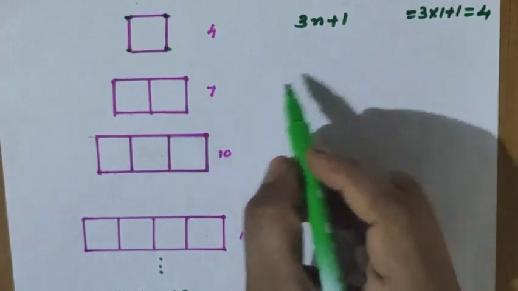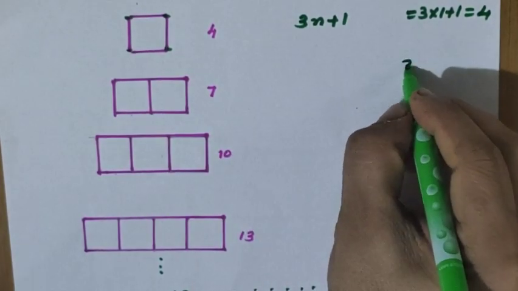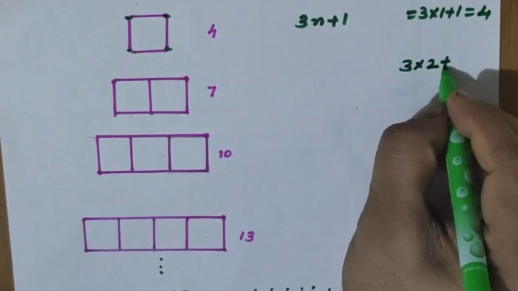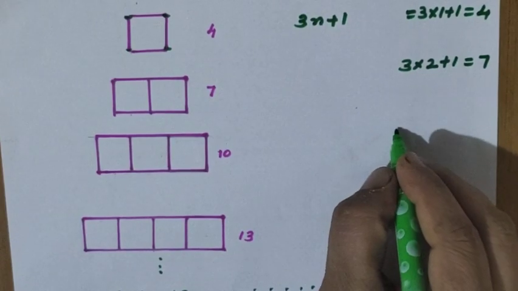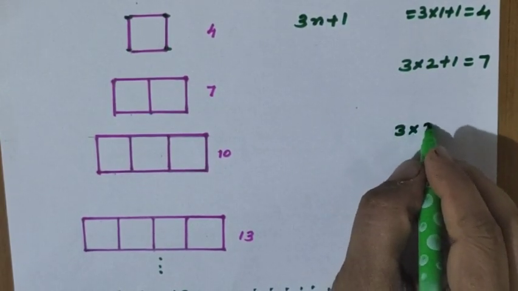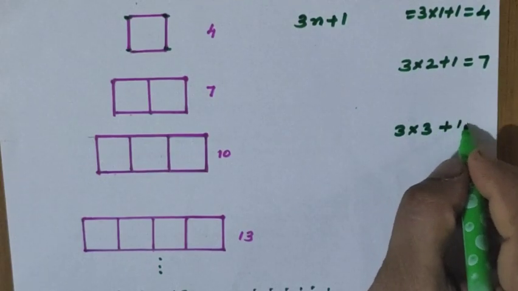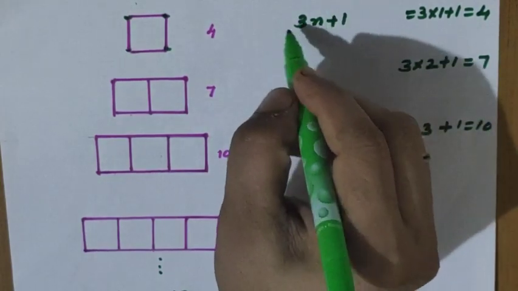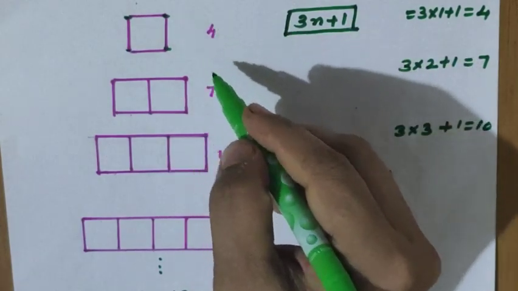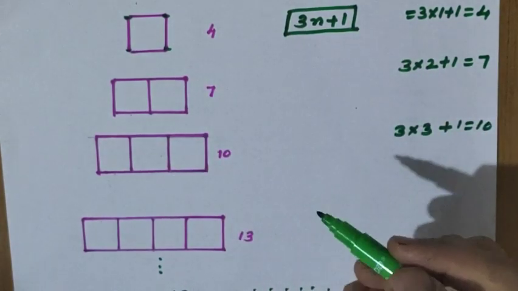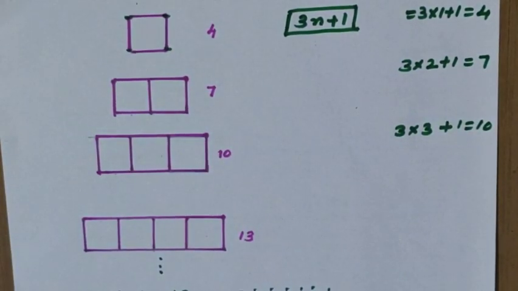So 3n plus 1. Now here it is 7. 7 means 6 plus 1 only. So the second term means 3 into 2 plus 1, you are getting 7. Now 10 we want, that is the third square. 3 squares are there, so I am putting 3 here. 3 into 3, 9 plus 1 equal to 10. So we are getting a rule like this, and by using this rule we can identify how many line segments we need for making such patterns.